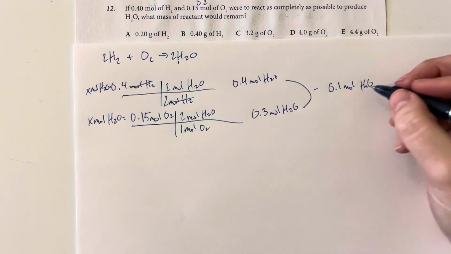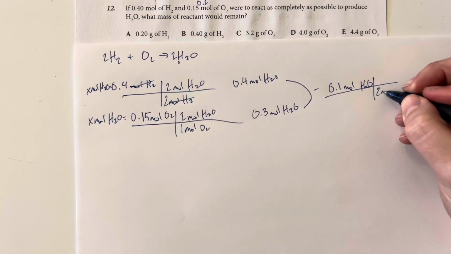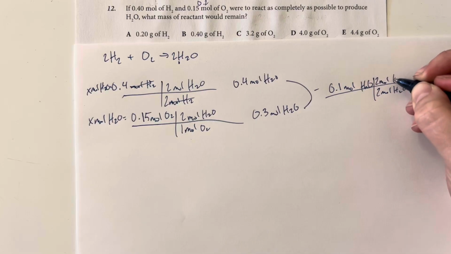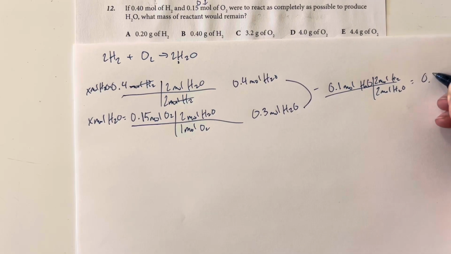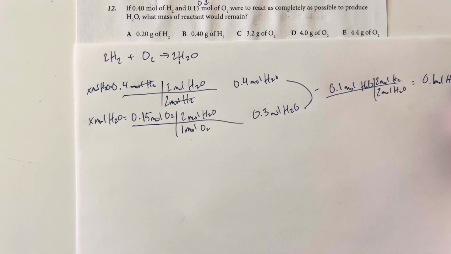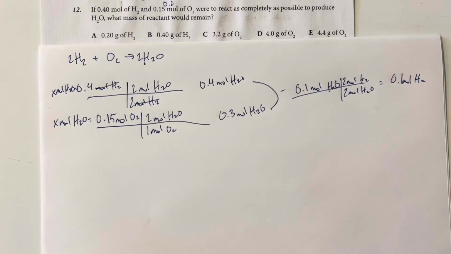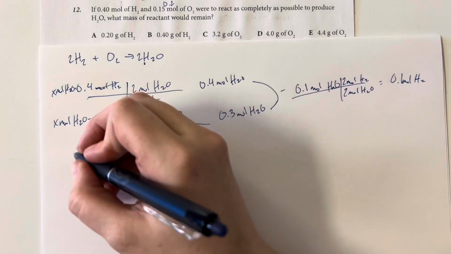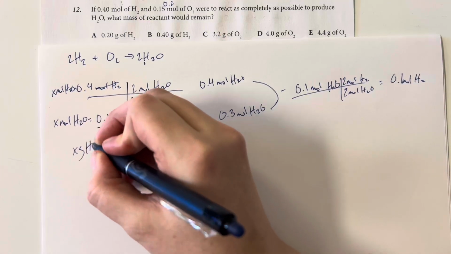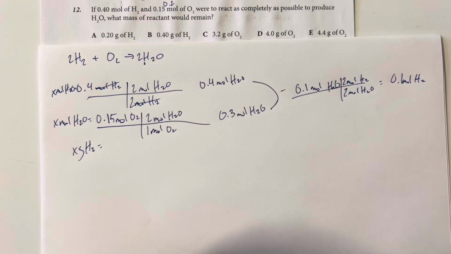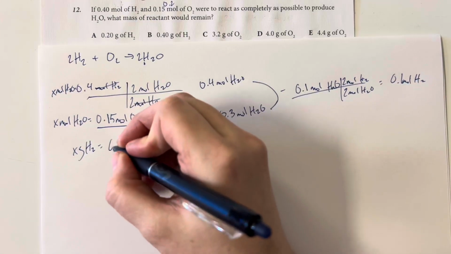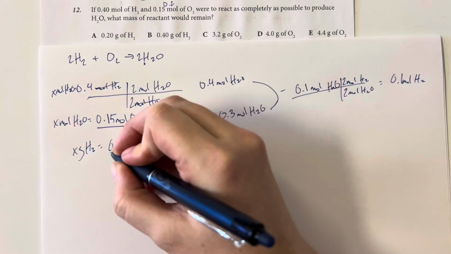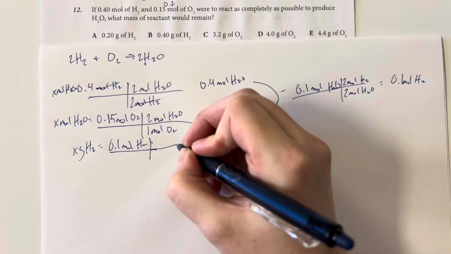Since we know that the relationship is 1:1 or 2:2, that means that 0.1 moles of hydrogen were not used. And we want the mass of that. So the number of grams of hydrogen that are left over from 0.1 moles of hydrogen, our molar mass of hydrogen.